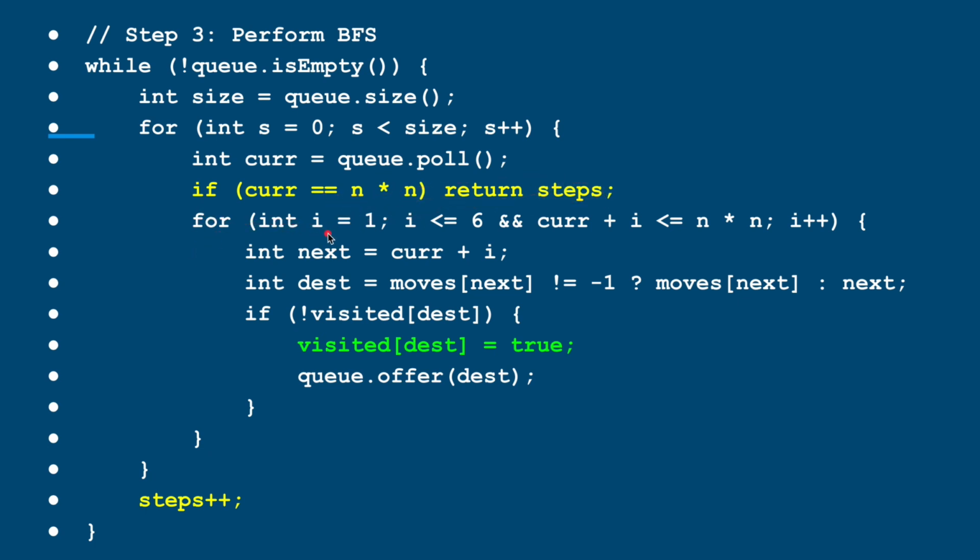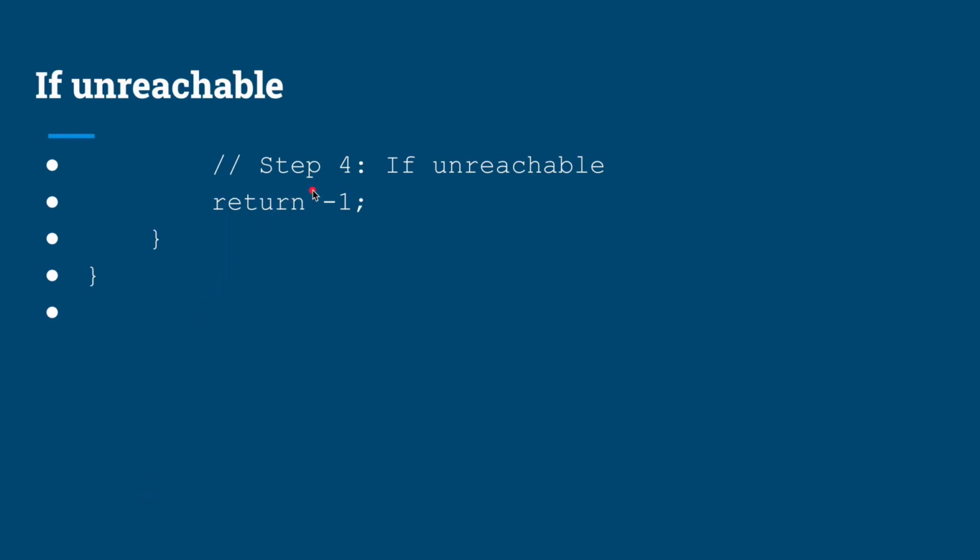Otherwise, we'll go from i equals 1 to 6, right? And we'll make a condition for this also, that it should not exceed that. So each time we'll get the next from the current, and we will update the destination, right? And if it is not visited, mark it visited and add it into the queue, and thus you increase the steps again, right? Like that you will do. If it is not reachable, the step will not get counted, and we will return -1.